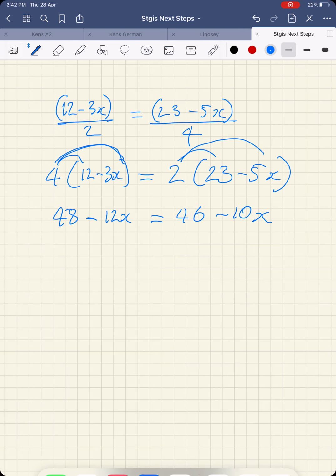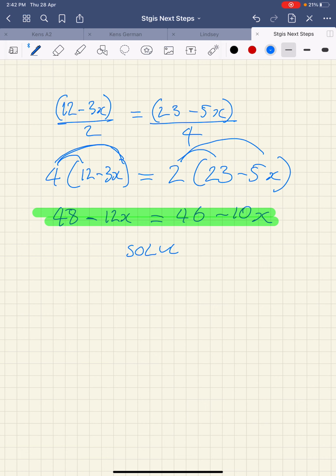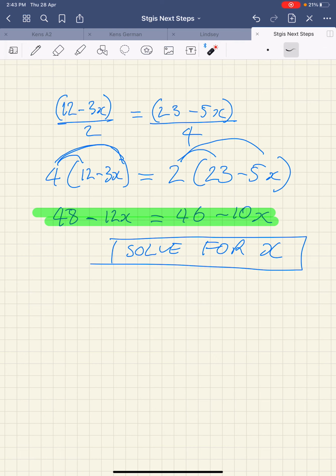And on the other side we expand. And now we do the final step. From here we just go ahead and solve for x. So we are solving for x. It might be a little bit hard at this stage, but let's just go through the steps. Have a look where the x's are. This is minus 12x, and this is minus 10x.